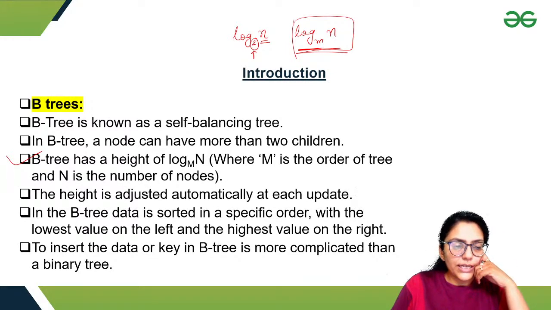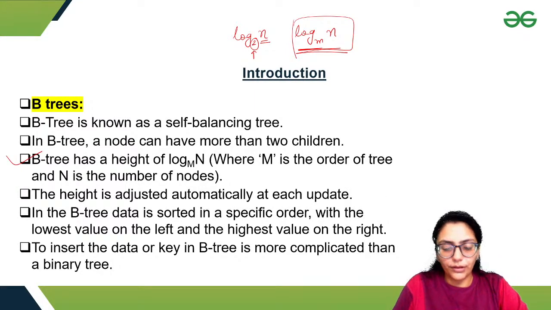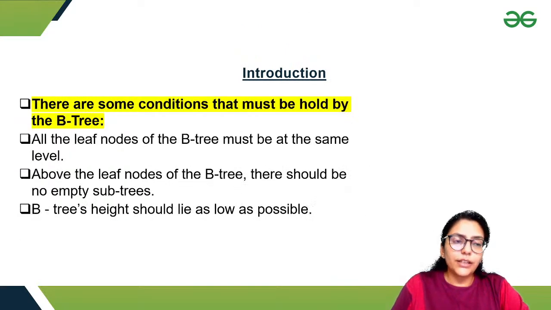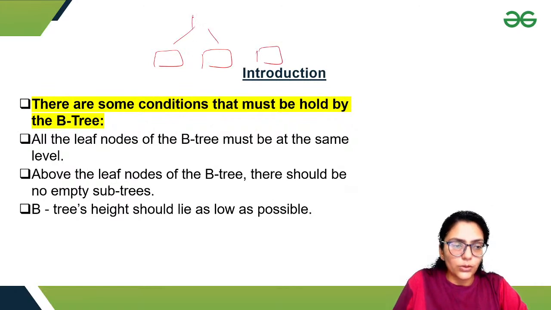In the B tree, data is sorted in specific order with the lowest value on the left and highest value on the right side. To insert the data or key in B tree is more complicated than a binary tree, right? There are some conditions that must be satisfied and must be held by B trees. All the leaf nodes of B tree must be at the same layer or level. Like it can be like this only.